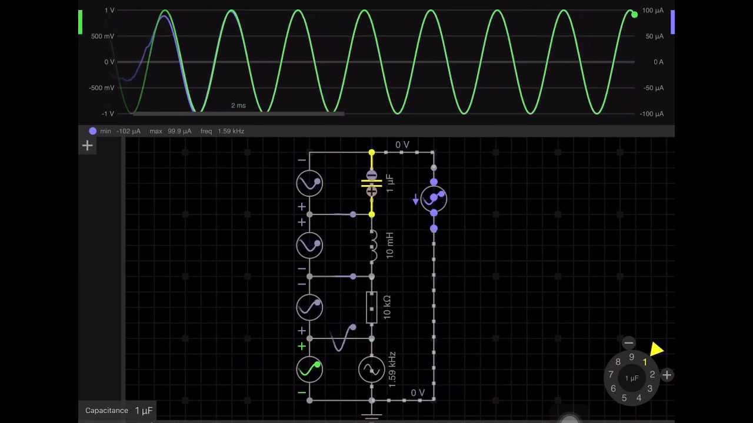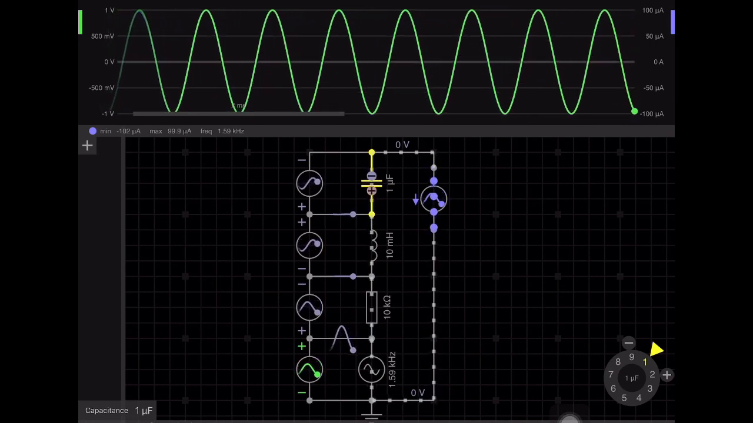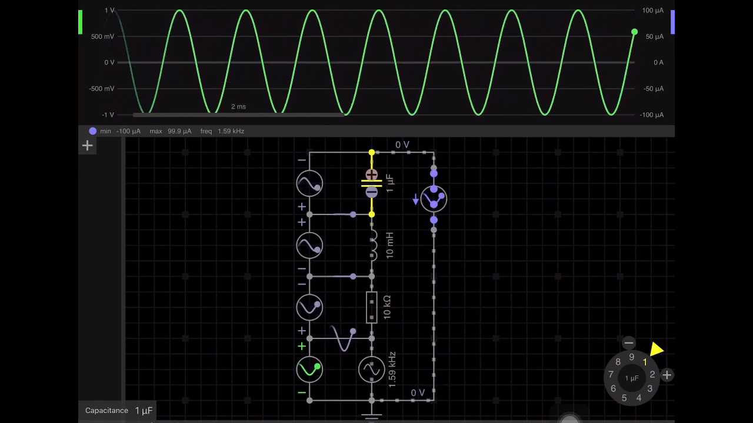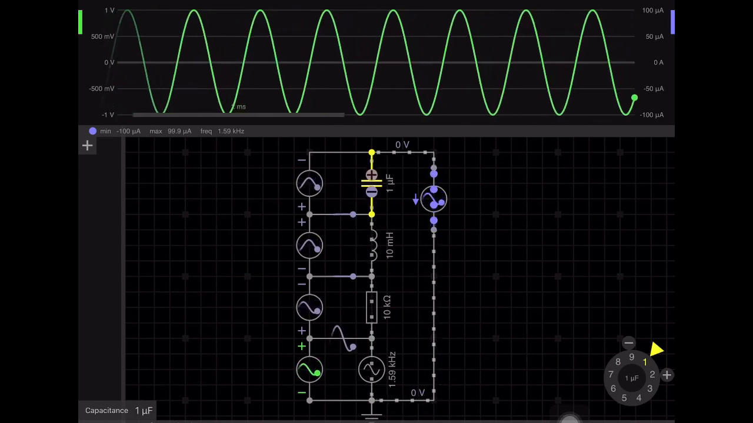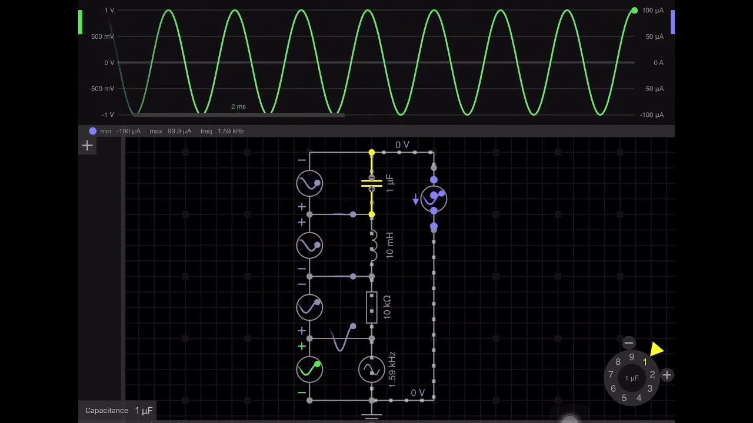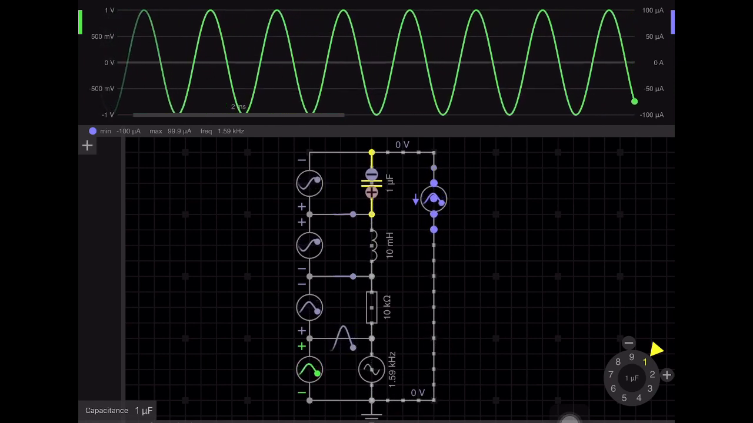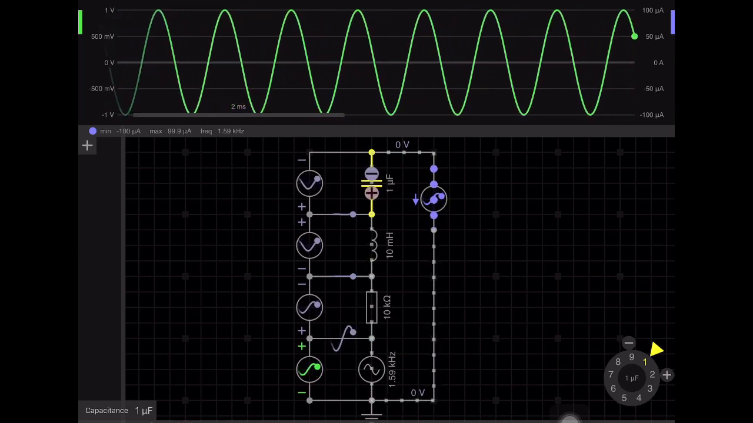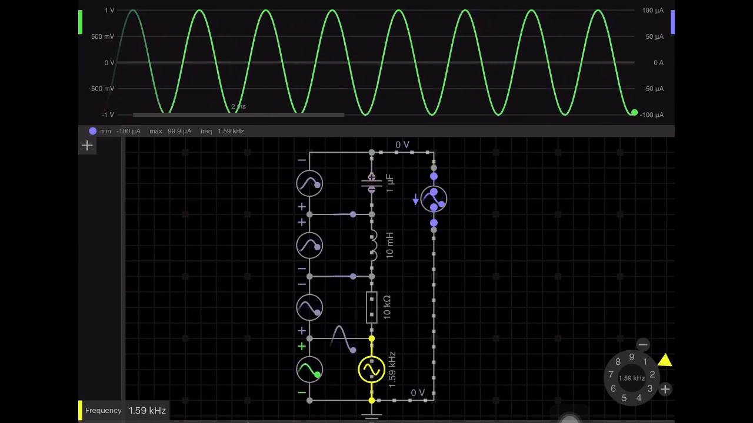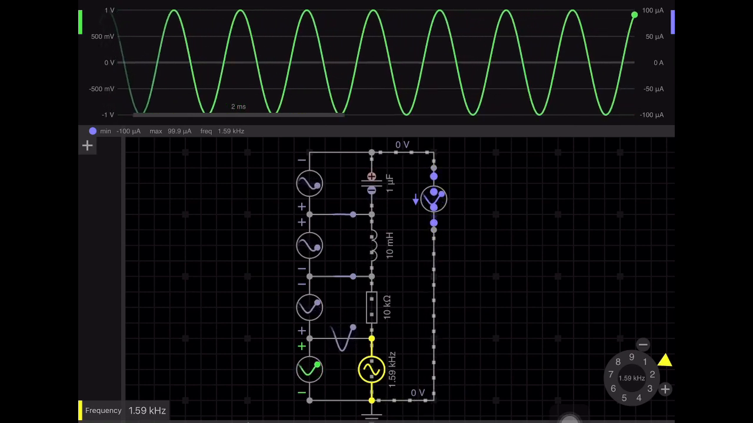So what is the resonance condition? XL equal to XC. When XL equal to XC, f becomes 1 by 2 pi root LC. Substituting the values of inductance and capacitance, you get the value of frequency, which will be 1591 Hertz, and that's why I have substituted over here, which is 1.59 kilohertz.